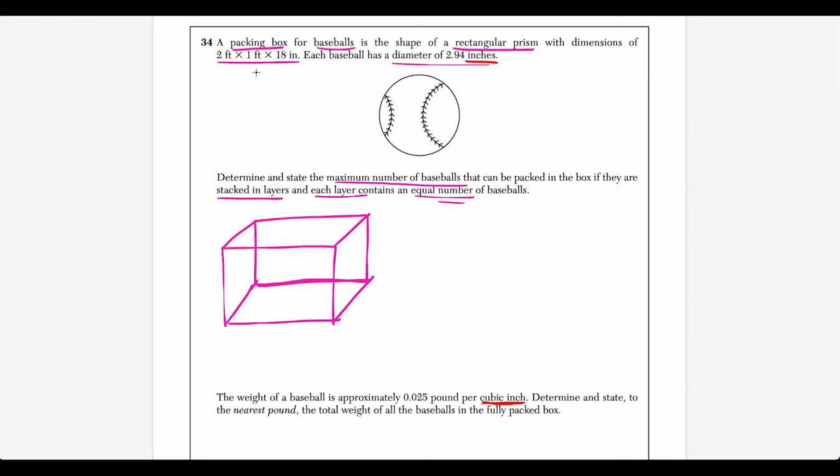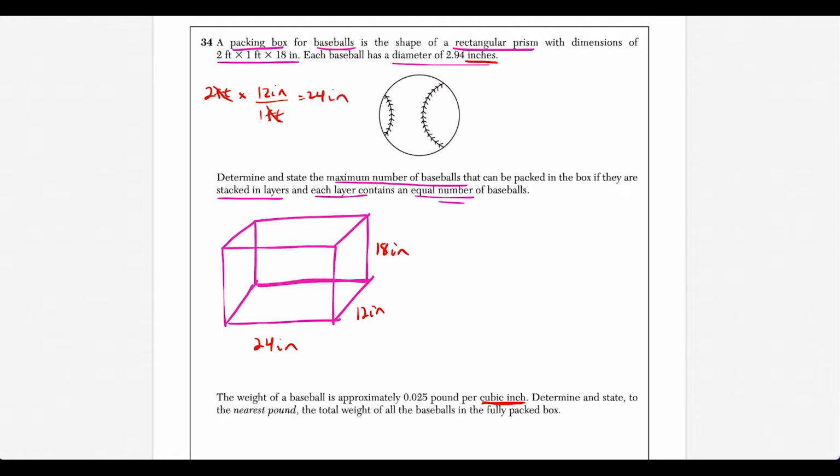So it looks like they're committing more towards inches than feet. So that would tell me that I want to convert 2 feet and 1 feet to inches. Now, if you just know that 2 feet is 24 inches, then, great. But if you have to convert, you can multiply by 12 inches over 1 foot. And the units cancel here, and this is 24 inches. So that tells us we can label the length as 24 inches. And now going back, 1 foot is just 12 inches, and the height of this thing is 18 inches. So we have all three dimensions labeled here.